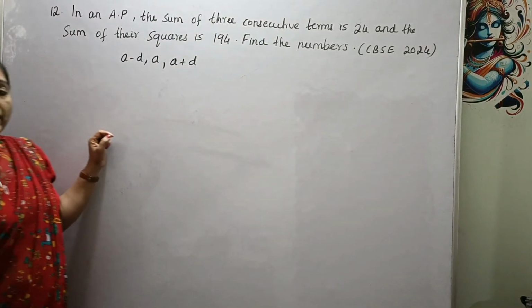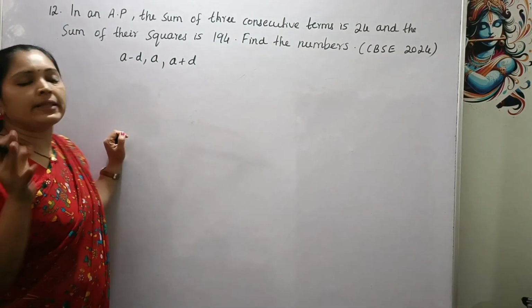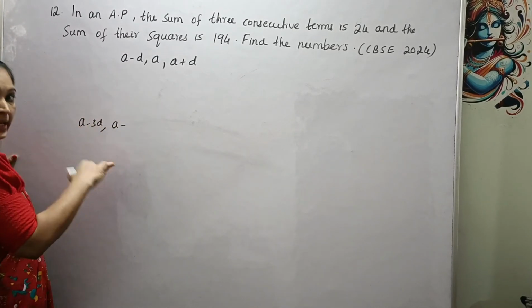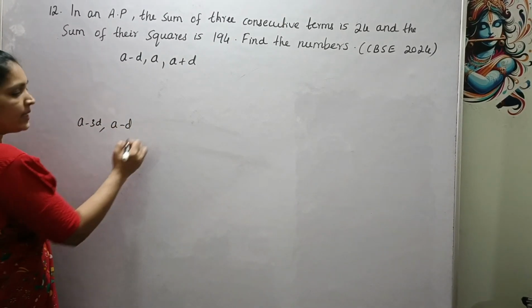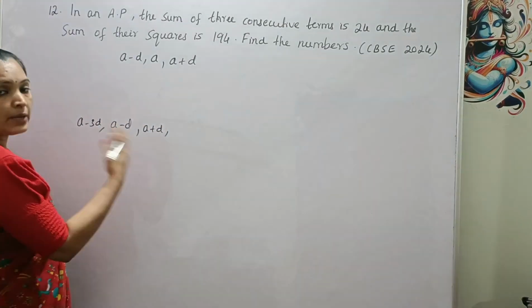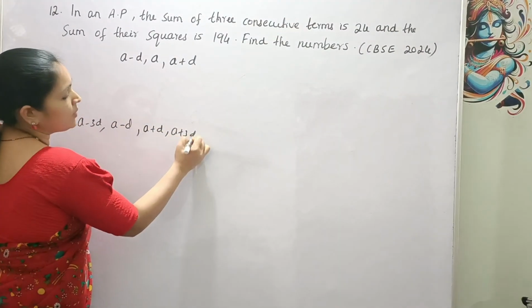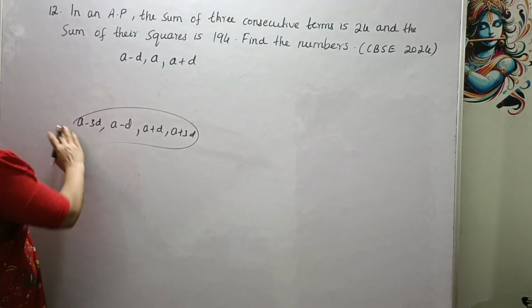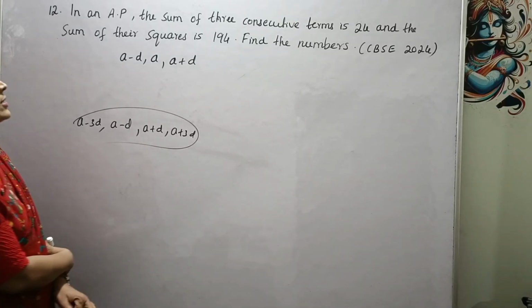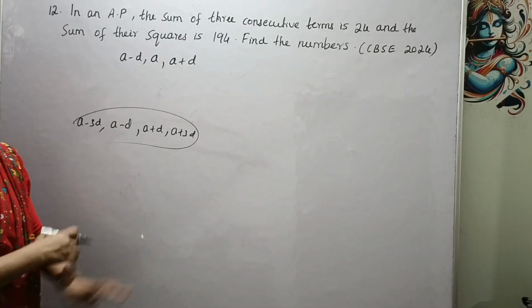And if there are four terms, then you have to take a minus 3d, a minus d, a plus d, a plus 3d. Remember this one. So here it is given that the sum of three consecutive terms is 24 and the sum of their squares is 194. We have to find these numbers.